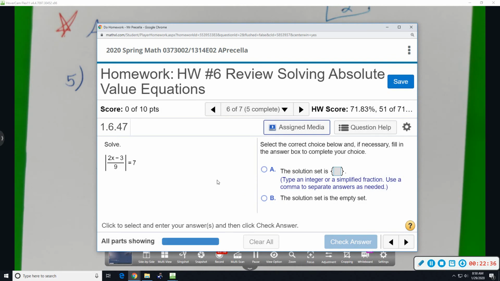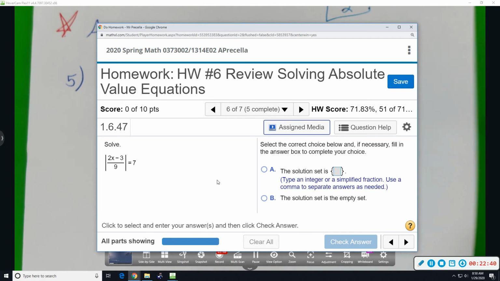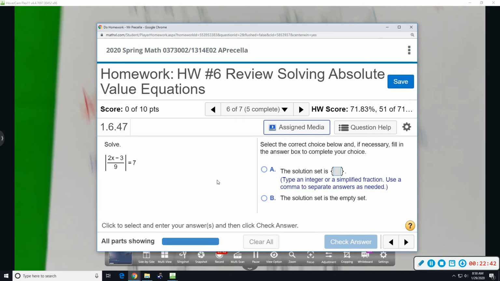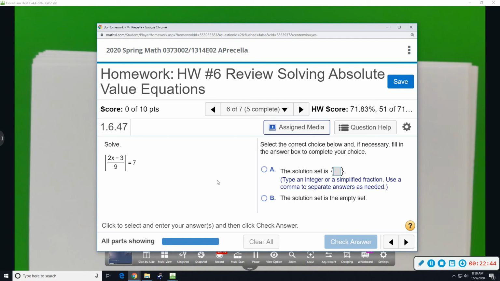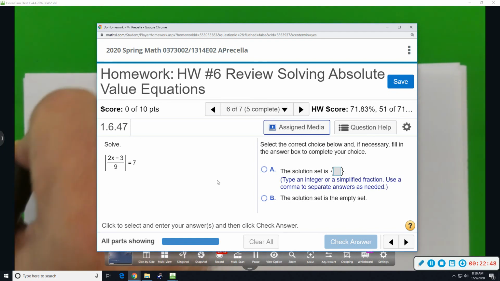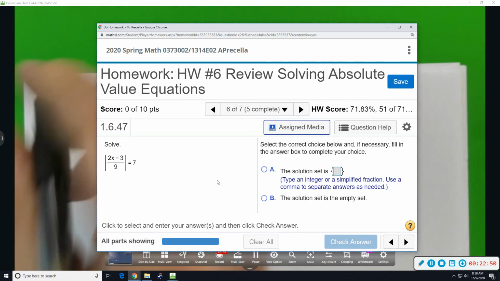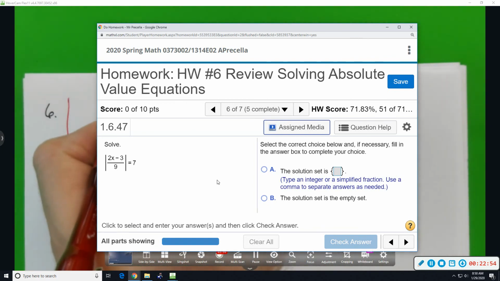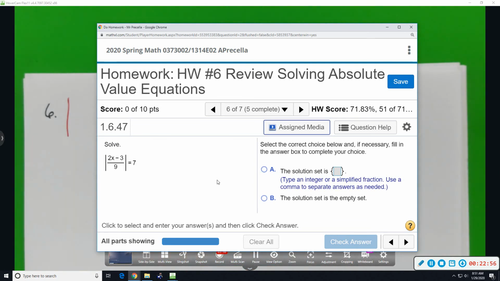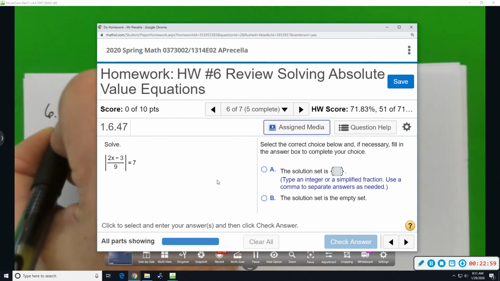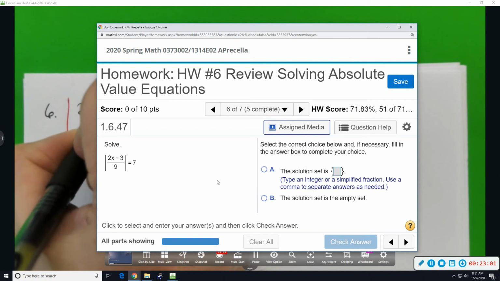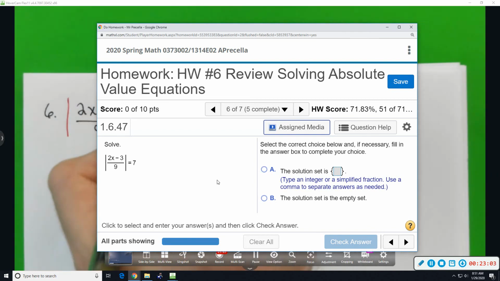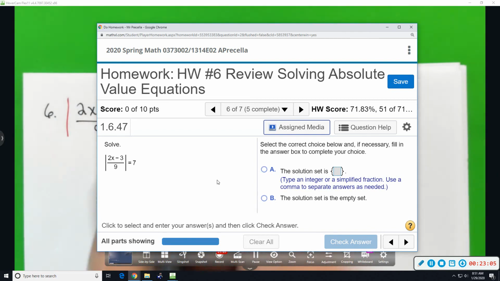Oh, wow. Okay. Now there's a fraction, but we can handle it. Let me write this one down. This is problem number 6. Absolute value of 2x minus 3 over 9 equals 7.